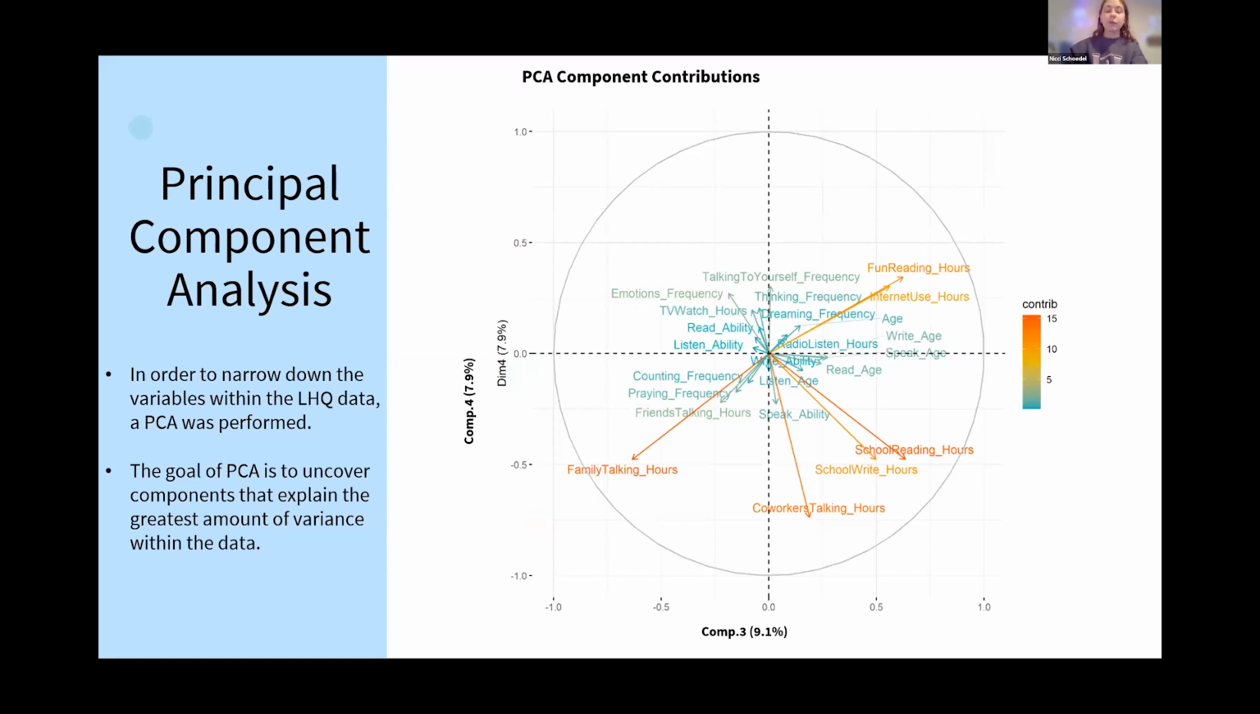Some of the most relevant variables within these components included the average number of hours spent talking to family or coworkers, the average number of hours spent reading or writing for school or work, and the average number of hours spent reading for fun or using the internet.